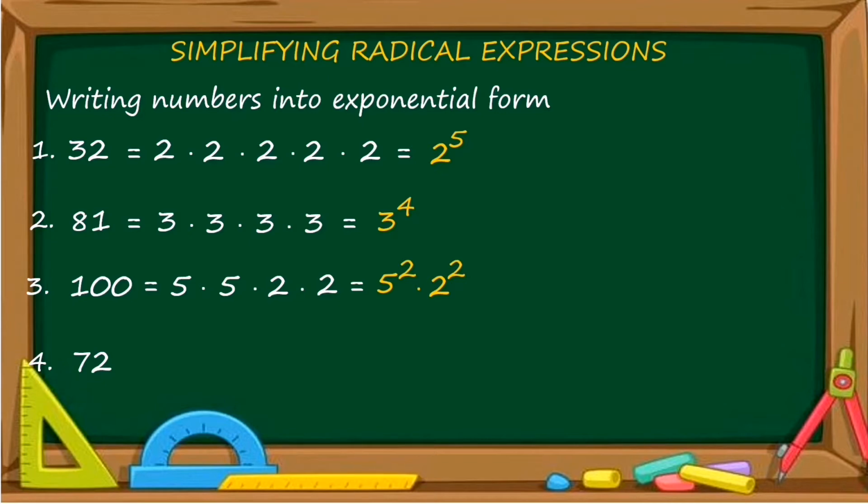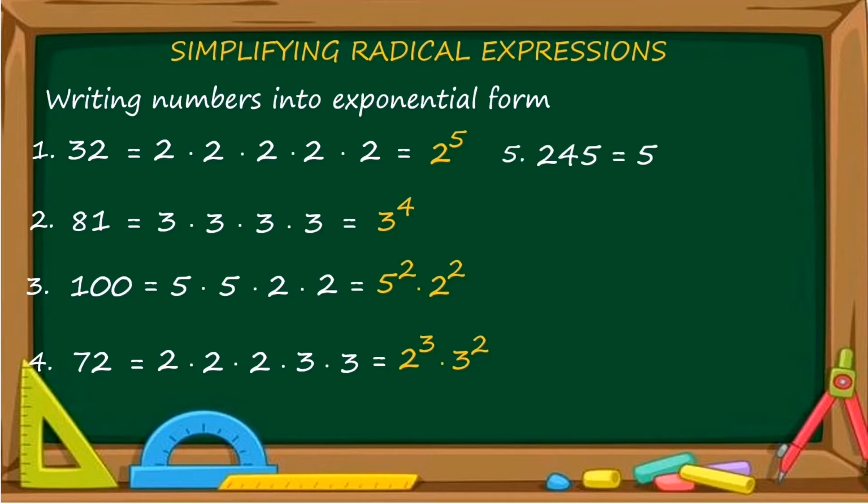Next, number 4, we have 72. This number has the factors of 2 times 2 times 2 times 3 times 3. In exponential form, it is equal to 2 raised to 3 times 3 raised to 2.